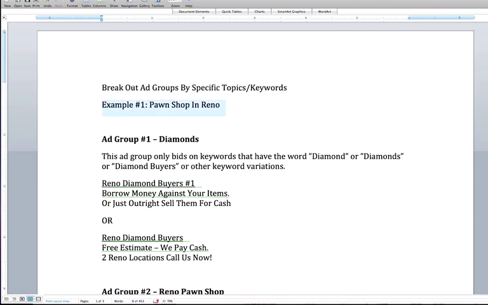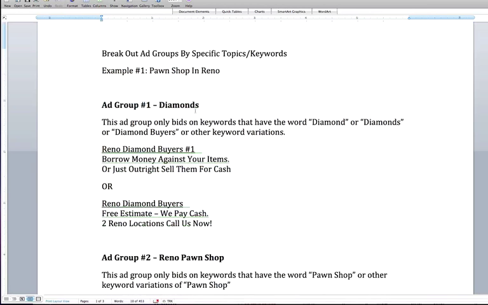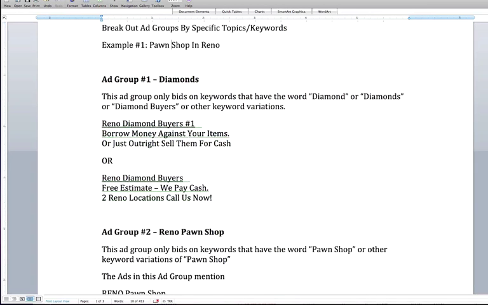Additionally, in the last video, you saw how to break out ad groups by location. Now, here is another way that you're going to want to break out your ad groups in addition to that, which is by specific topics and keywords. So here's the example of a pawn shop in Reno, a pawn shop in Reno that wants to possibly buy diamonds.